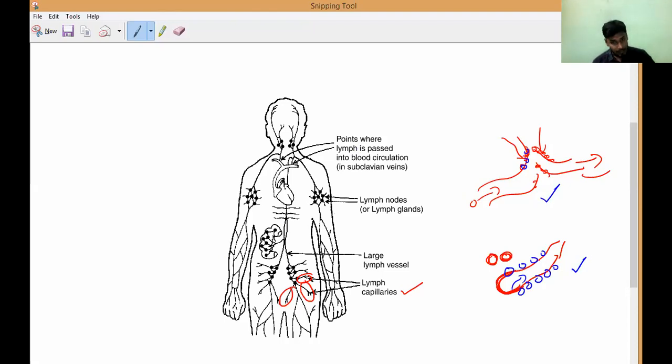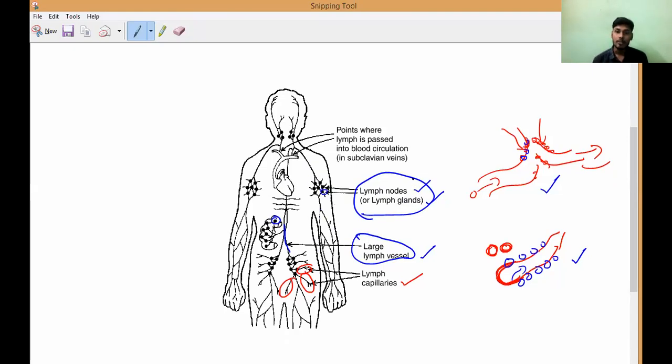Now, these lymph capillaries are connected to long tubes. What are these tubes called? Lymph vessels. Large lymph vessels. So the lymph is transported to the large lymph vessels. From there, you can observe small spherical structures. What are they called? Lymph nodes. Do you understand, all of you? Lymph nodes are also called lymph glands.